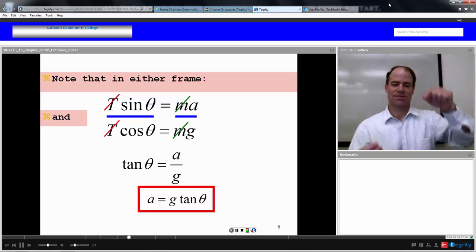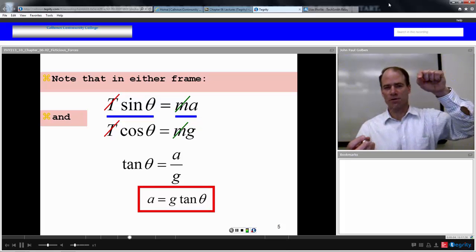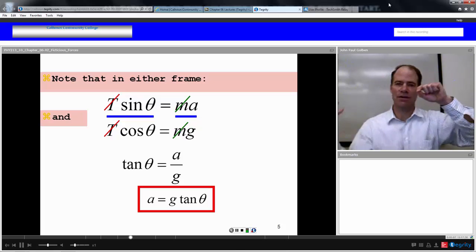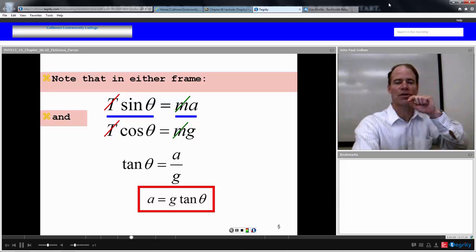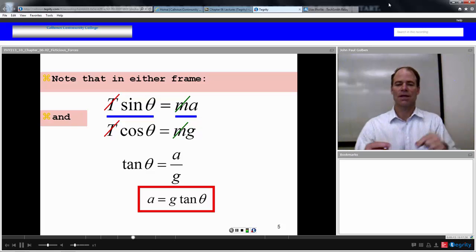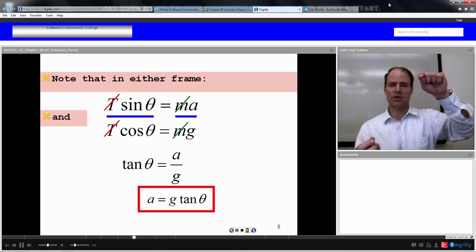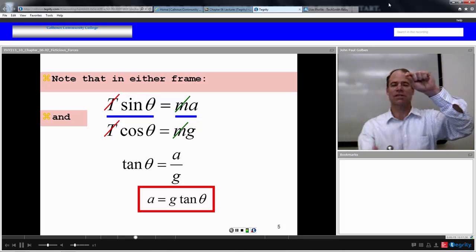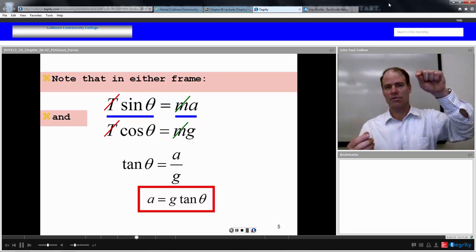Now, in one frame, you're making up a force, mass times acceleration. In the other frame, mass times acceleration is already determined by the acceleration of the boxcar. In either frame, the acceleration we're talking about is equal to g times the tangent of this angle theta from the vertical.